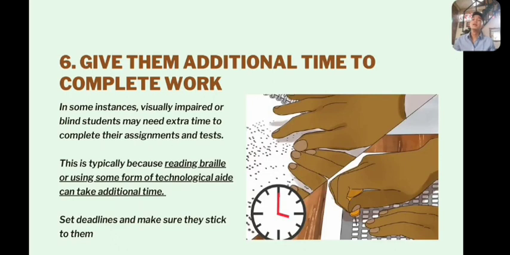Number six, give them additional time to complete their work. In some instances, visually impaired or blind students may need extra time to complete their assignments and tests. This is typically because reading Braille or using some form of technological aid can take additional time, especially if the student is a beginner in that field. We should always set deadlines and make sure they stick to them, but always add extra time to complete their work.